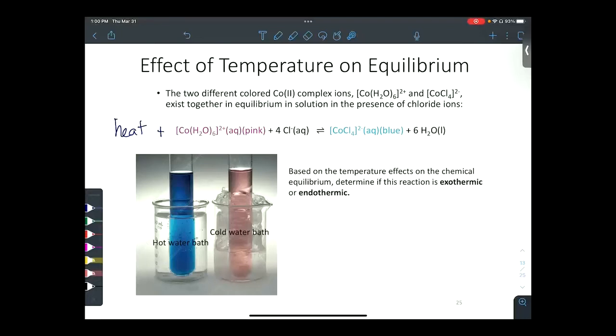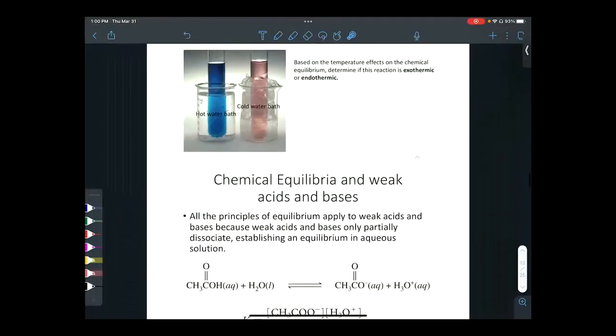All right, so the idea is putting heat on the right side, which is consistent with what we see. All right, so that's Le Chatelier's principle.